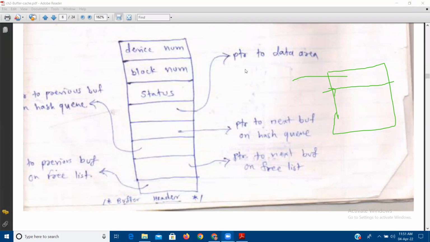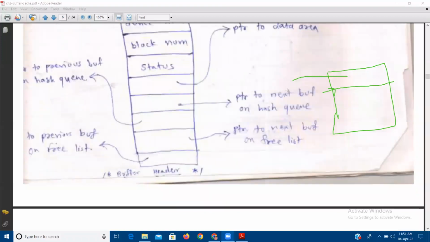May I proceed further? Any doubt about the buffer header? Yes, students. Yes, anybody is having any doubt about the buffer header? May I proceed further? Yes, ma'am. Okay. So we'll go further.